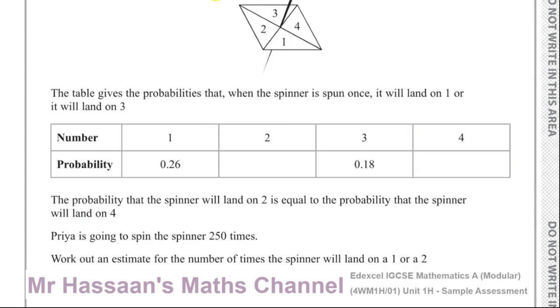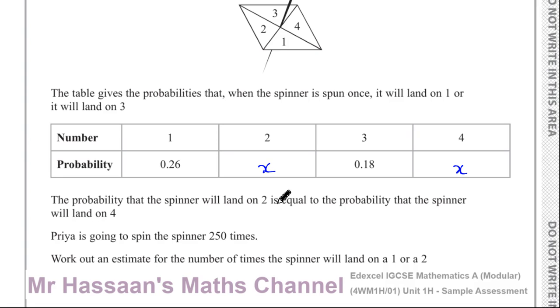Now we have to work out an estimate for the number of times the spinner will land on 1 or 2. So we have to first find the probability of it landing on a 2. Because we want to find the probability of landing on 1 or a 2, we have to know the probability of it landing on a 2. Let me call that probability x. And because the probability of landing on a 2 and the probability of landing on a 4 are the same, I can also call this x. So those two probabilities are the same, as they said. The probability that it lands on a 2 is equal to the probability that it will land on a 4. So this is x, therefore that is x.